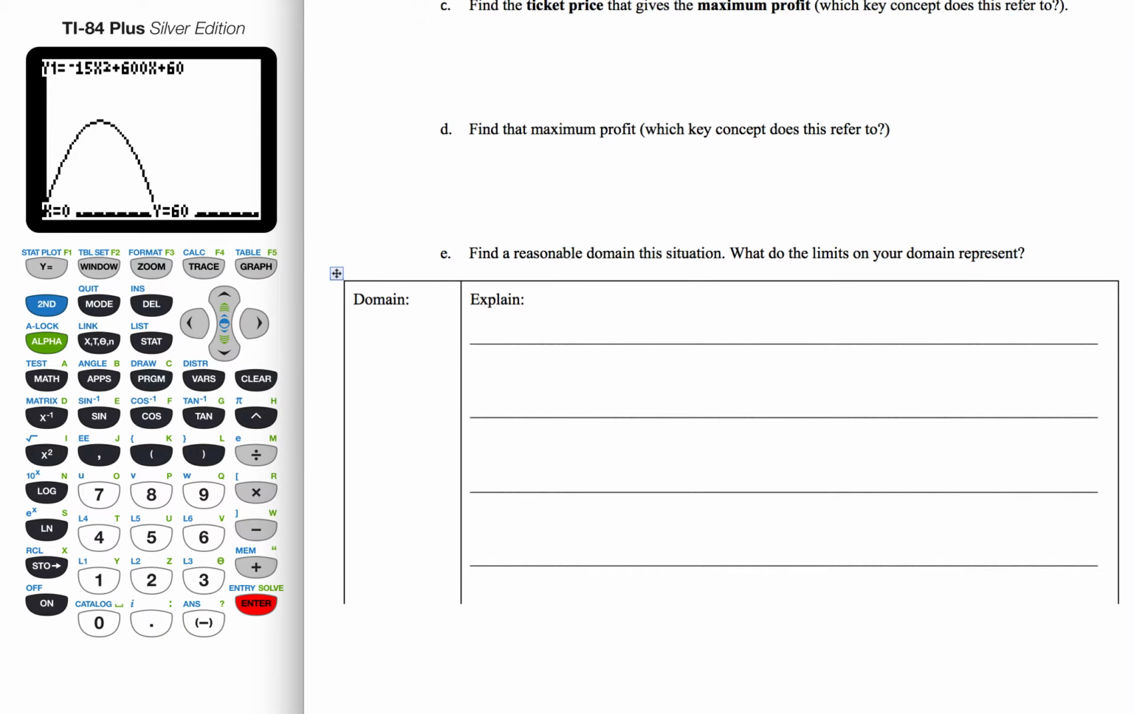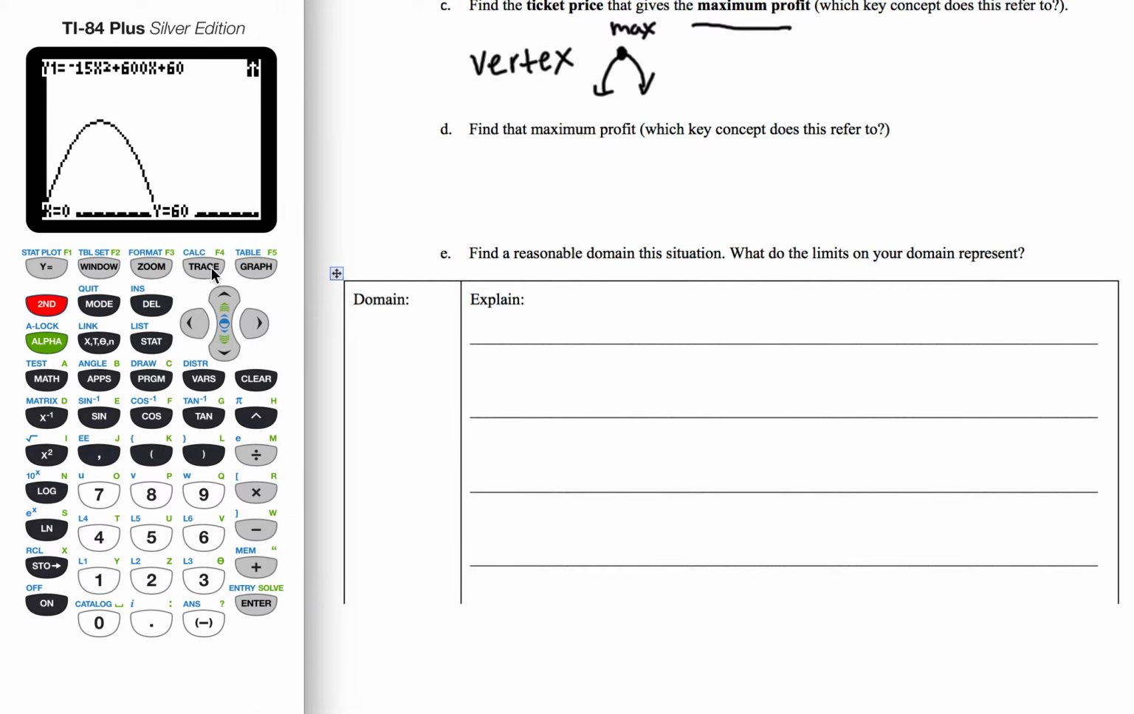Find the ticket price that gives the maximum profit. Oh, maximum profit. Which key concept? Well, that's going to be our vertex. So to calculate our vertex, because we have a concave facing down, this is going to be right here, the maximum. I'm just going to go through the process. So second, calculate. Number 4, I'm looking down here to see where my cursor is. There we go. So I'm at my vertex here.